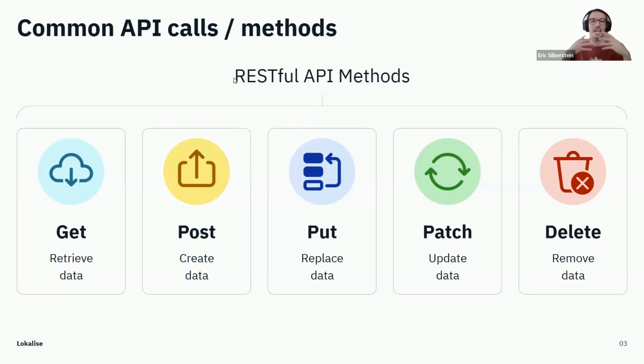So when you have a question, can I automate this workflow? Can I interact with this tool? First, we have to understand what API calls that tool supports and which objects can be manipulated with these calls. So can we get the data by API? Can we post or create, say, a new task in Localize or a new key in Localize by API? Can we replace data? Can we remove data? And those are the calls we're going to be working with today.